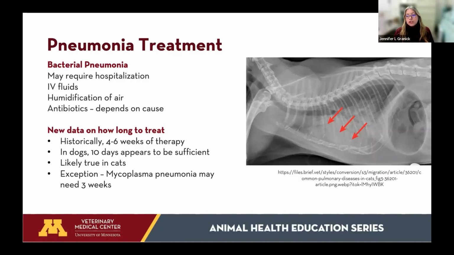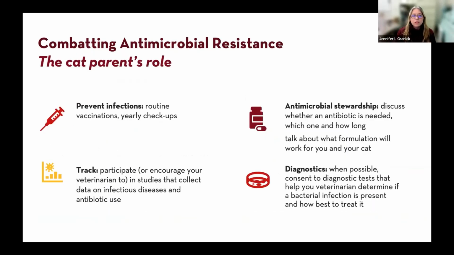The major change in the way we treat these is that we used to treat bacterial pneumonias with 4 to 6 weeks of antibiotics. And there's some recent studies that suggest, at least in dogs, that we probably only need to treat for 10 days. And so that's likely true in cats. The exception would be one particular bacteria called Mycoplasma, where we might need to treat for 3 weeks. So the course of antibiotic therapy, again, is shortened to the time that is as short as possible to treat the infection and not so long that we're risking the development of antimicrobial resistance.